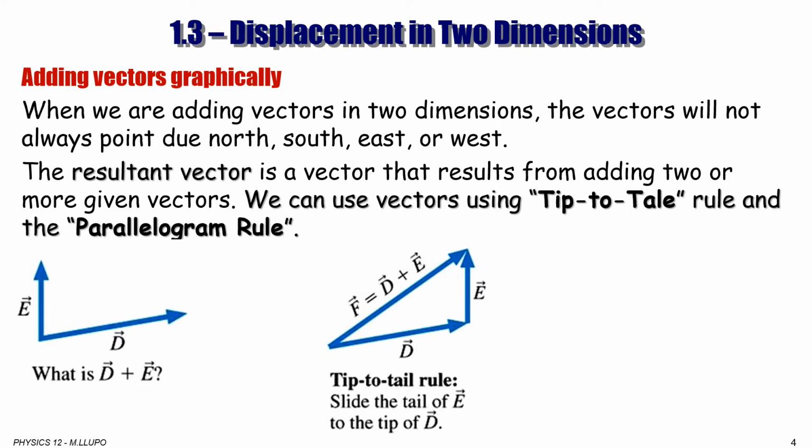So in this case, you slide the tail of the E vector to the tip of the D. Then you draw vector F, which is equal to D plus E. How to draw it? It's always the same rule. If you have 2 or more vectors, it is going to be the same. You start where the first vector starts, and you draw a line, and it ends where the last vector ends.